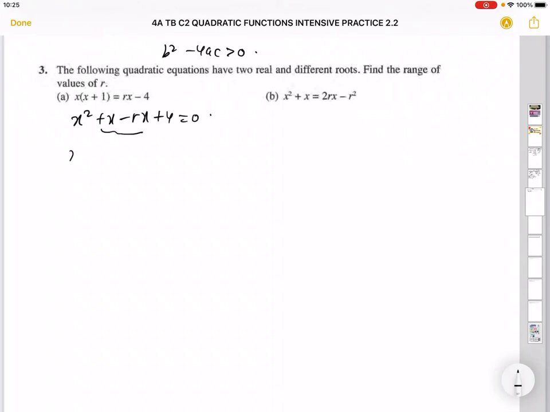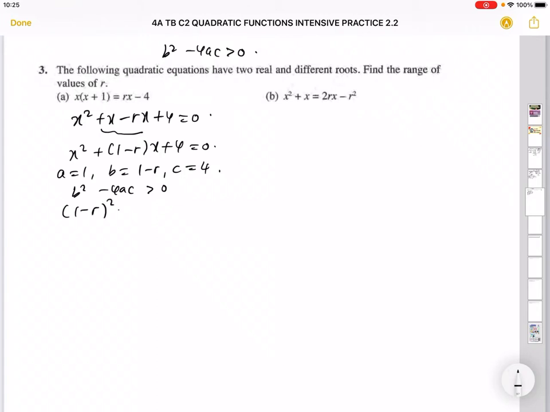Factorize this, because we need to get your coefficient of x, which is b. We need to identify your b. Your a is 1, your b is 1 minus r, your c is 4, right? Now, when you do b squared minus 4ac, in this case more than 0, (1 - r) squared minus 4 times 1 times 4 is more than 0.